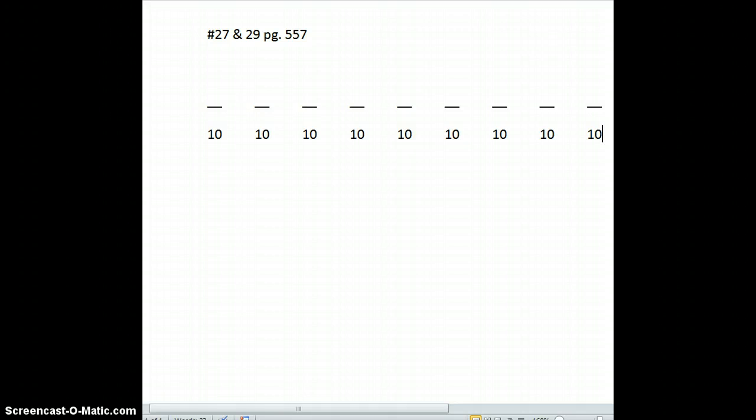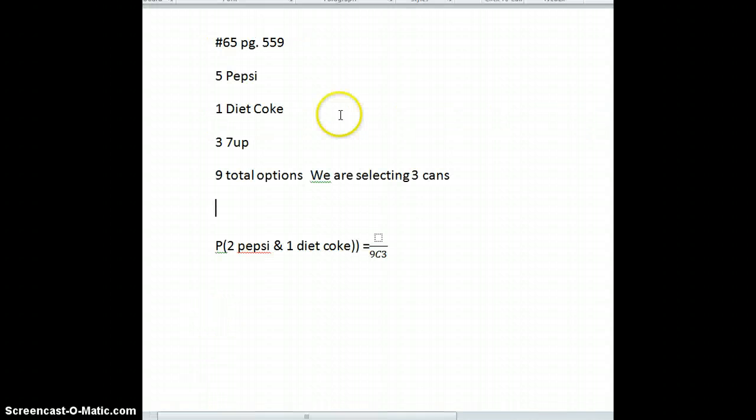And in fact, it's the same for number 29. Instead of a 9-digit social security number, we're talking about 9-digit zip codes. And for your zip code, you have that same situation. You have 10 choices for each spot. Any number between 0 and 9 gives you 10 options.